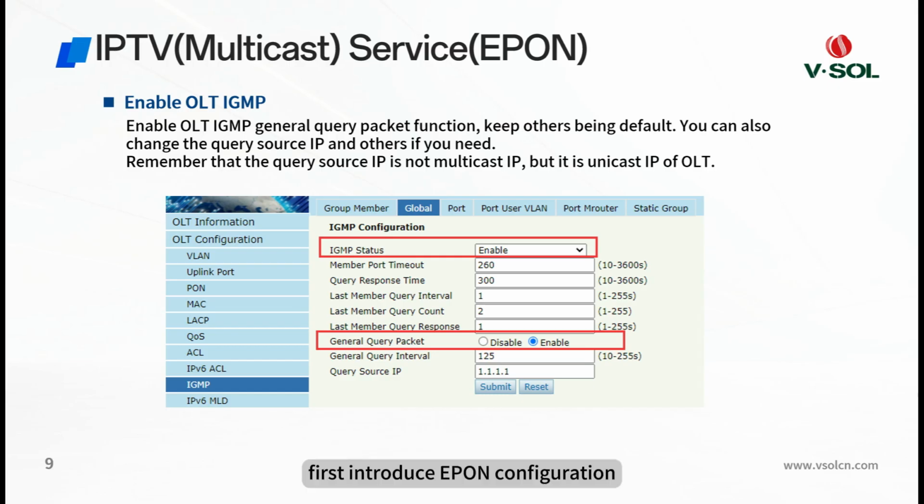First, introduce EPON configuration. I will introduce the IGMP setting part, but the prerequisite is to configure the unicast service properly. Enable OLT IGMP general query packet function. Keep others being default. You can also change the query source IP and others if you need. Remember that the query source IP is not multicast IP, but it is unicast IP of OLT. The multicast service will keep only enable general query feature.